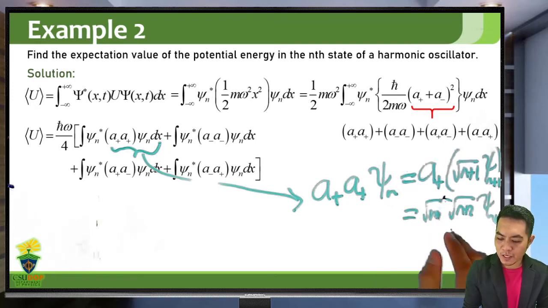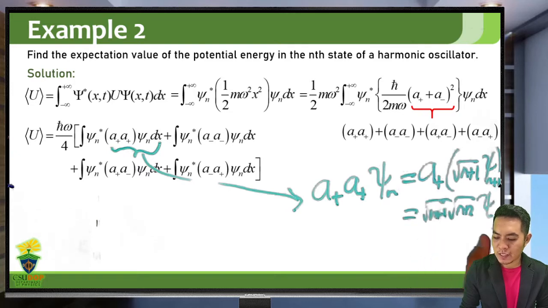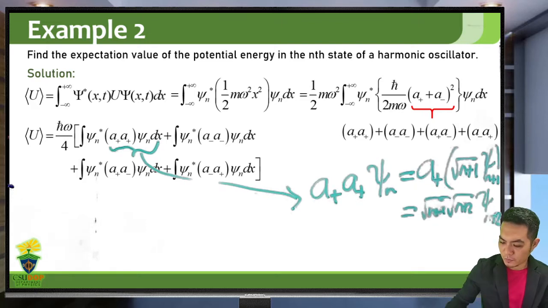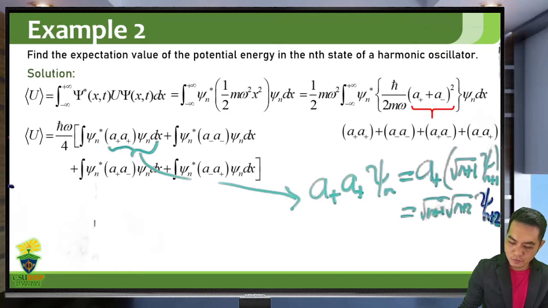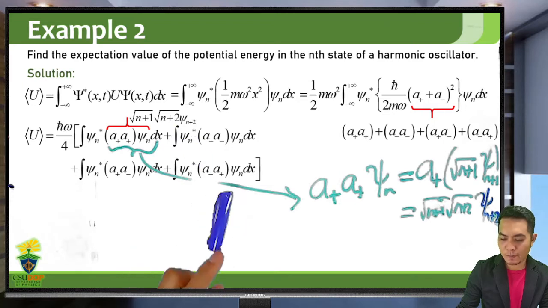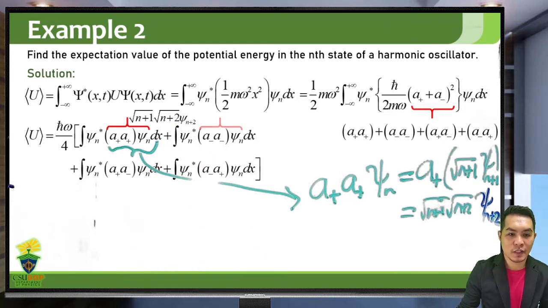So you raise it from psi n to n plus 1, and then you raise n plus 1 again. So you will get psi n plus 2. Okay, claro. So the first integral is just this square root of n plus 1, n plus 2, psi n plus 2, as I have shown here.